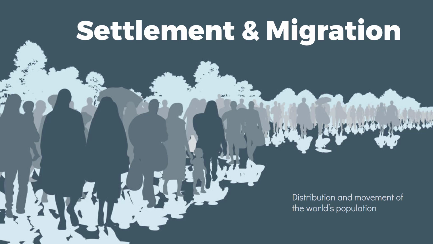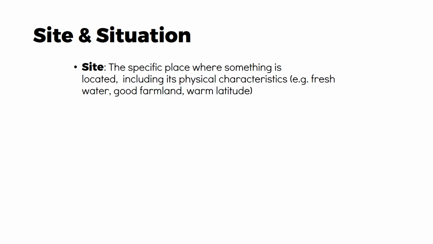We've looked at how population changes over time and in relation to positive and preventative checks. Now let's look at where all these people live. When we talk about settlement, we use two terms, site and situation. Site refers to the specifics of a place, for example, the amenities connected to that place, like fresh water or adequate rainfall.